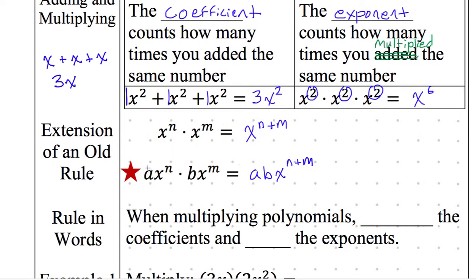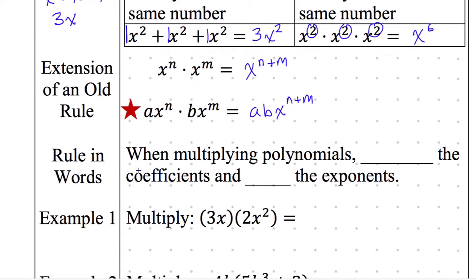All right, this rule that I just wrote can be written in words. If you don't like the algebra, I can say it in words. When multiplying the polynomials, so here's a polynomial, here's another polynomial, when I multiply those two things together, I do what to the coefficients and I do what to the exponents? Who can help me fill these in?